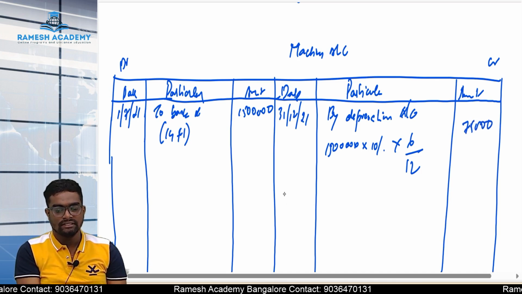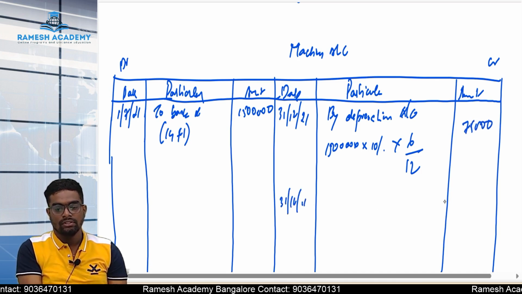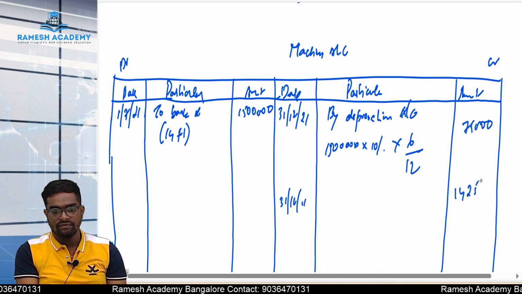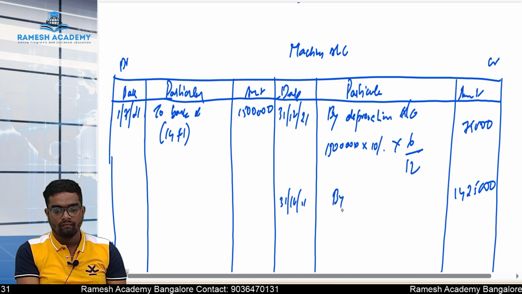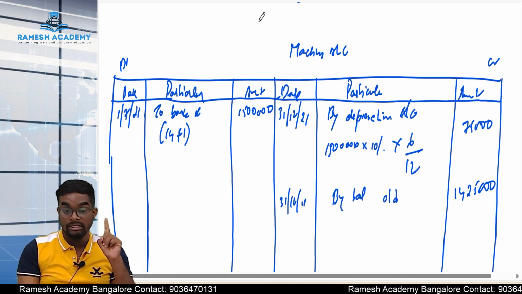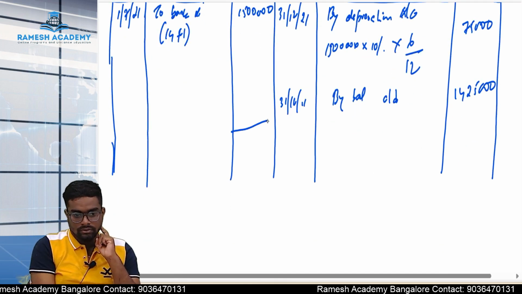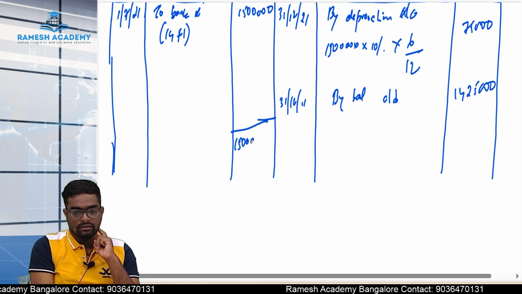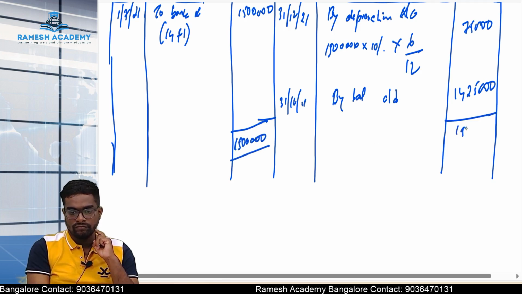Any other transaction? No, I'll keep the balance now. So it is 14 lakh 25,000 by balance carry it down. Please be careful. Carry it down. So I'll close it for the year. 15 lakh, 15 lakh.